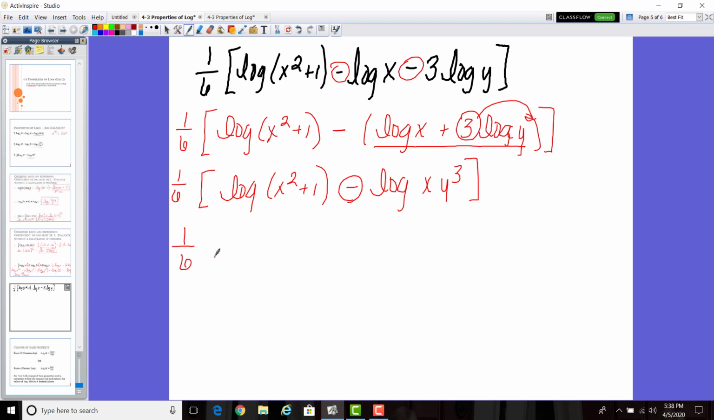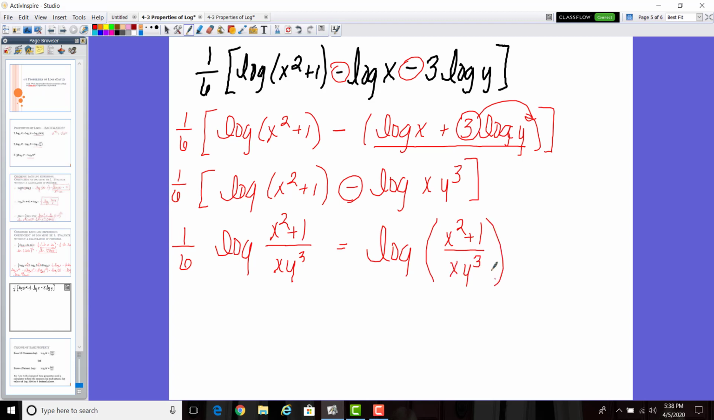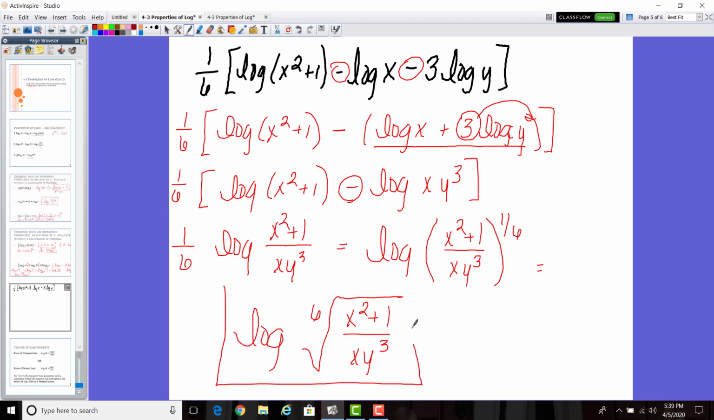Now I can worry about this subtraction. That's going to become common log of x squared plus 1 on the top, divided by the product xy cubed. And since this now condensed log expression has a coefficient of 1/6, that means this entire quotient has an exponent of 1/6, which then means that entire quotient will be under the 6th root. That is your final answer there.